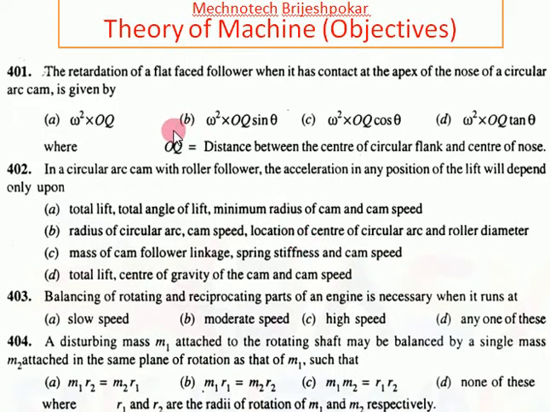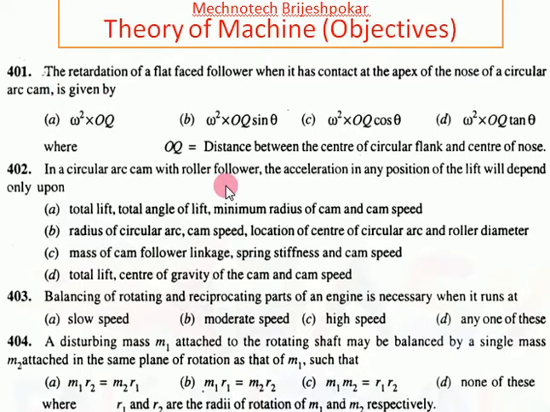Friends, till today we have completed already 400 MCQs of theory of machine, right? So today we are going to start with 401, the retardation of the flat face follower when it has a contact at the apex of the nose of a circular arc cam is given by.